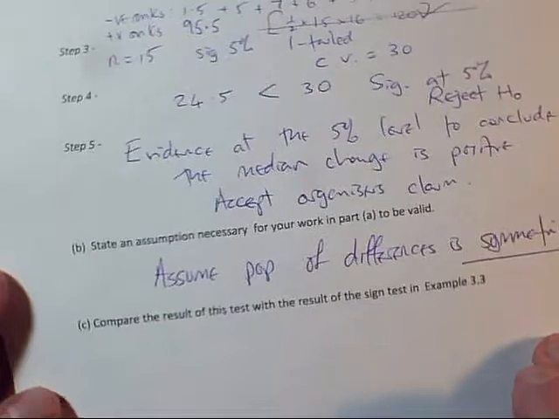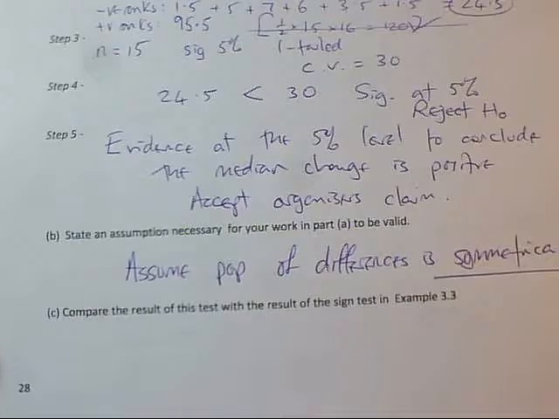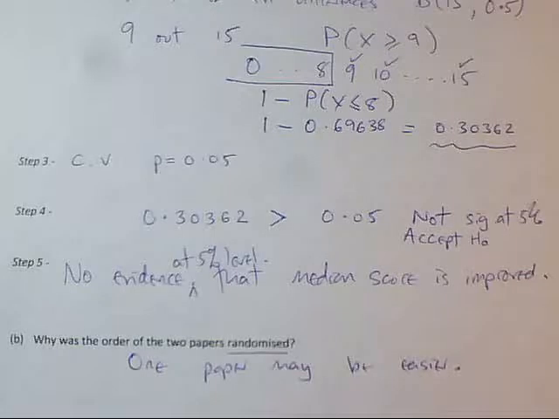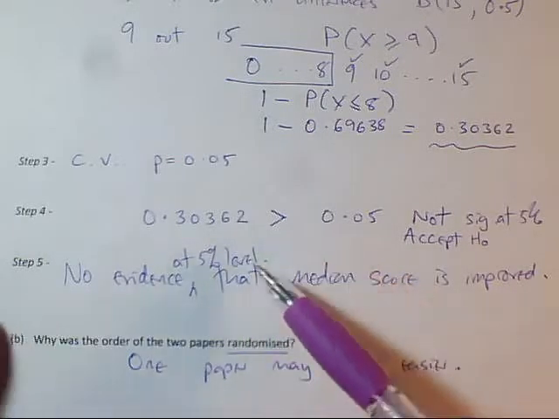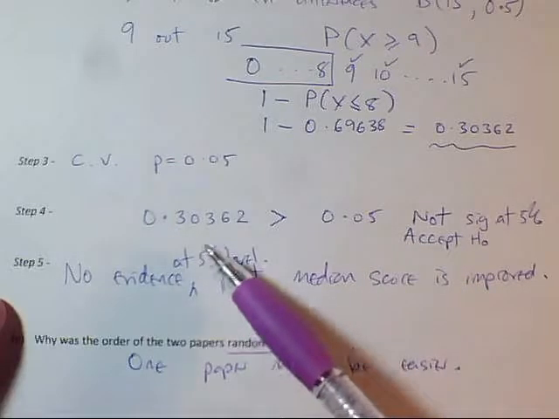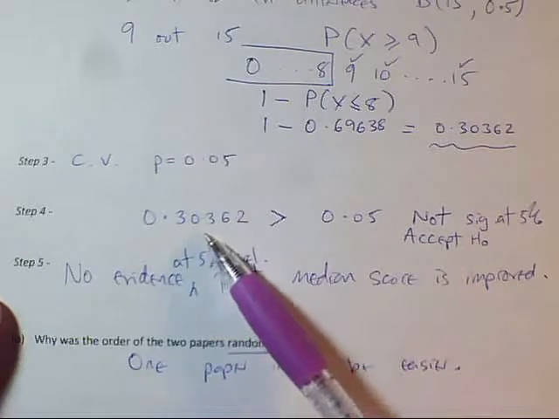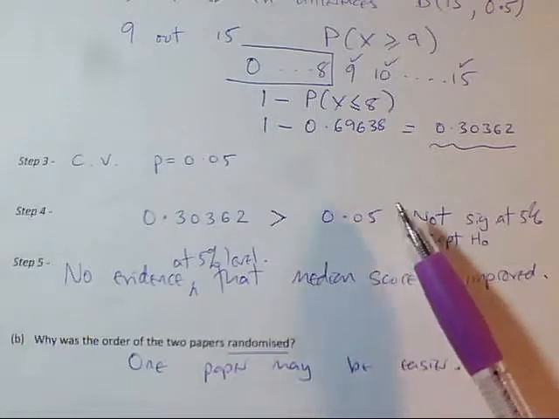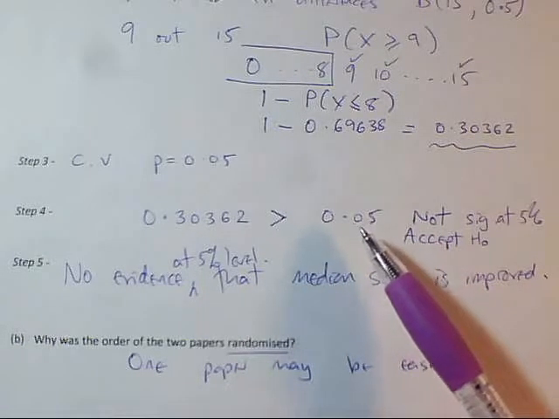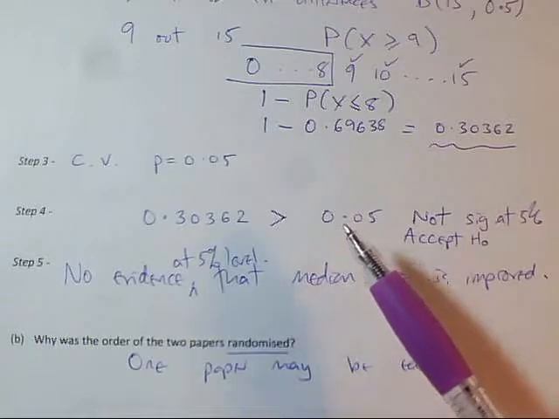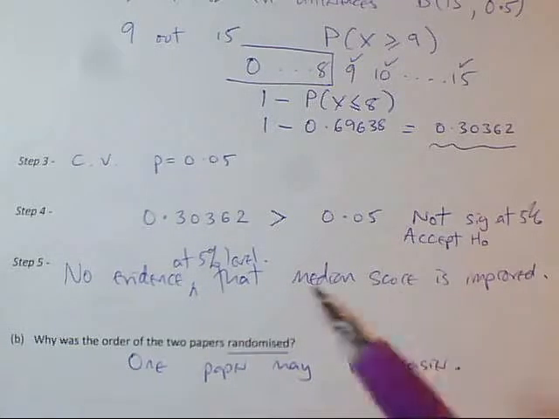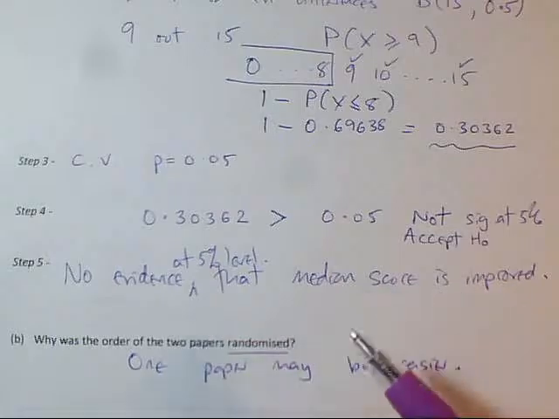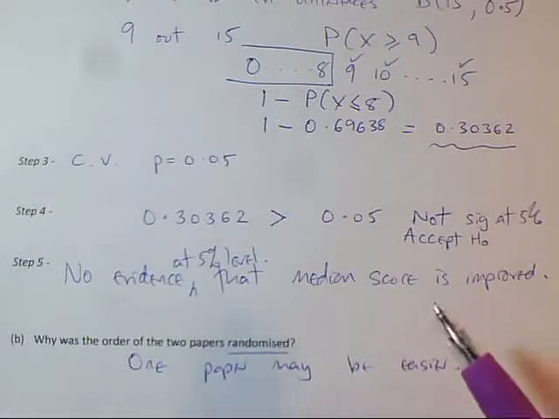All right, and now we're going to compare the result of that with what we did when we did a sign test. Well, here was the comparison I ended up doing here. With the sign test, we had a very unimpressive probability here that woefully failed to be significant in comparison with the significance level of 0.05. And so we had a completely different outcome. So for this one, we accepted H0. We didn't find any evidence the median score had improved.